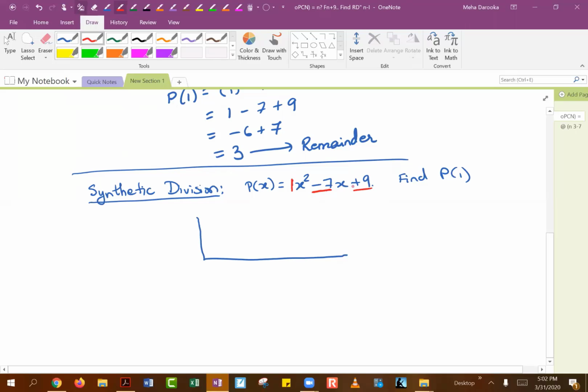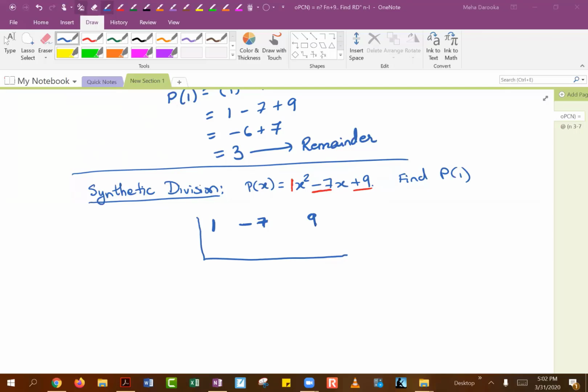You will see there are no missing terms here, so that's a good thing. If we had missing terms, we would need to put zeros for them. But for now, we've got our x squared term, x term, and the constant term, so none of them are missing. So just take the coefficients and write them down: x squared has a coefficient of 1, our x term has a coefficient of -7, and your constant term has a coefficient of 9, and they're asking us to find p of 1.